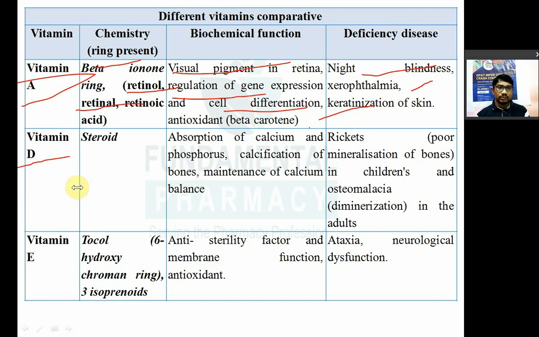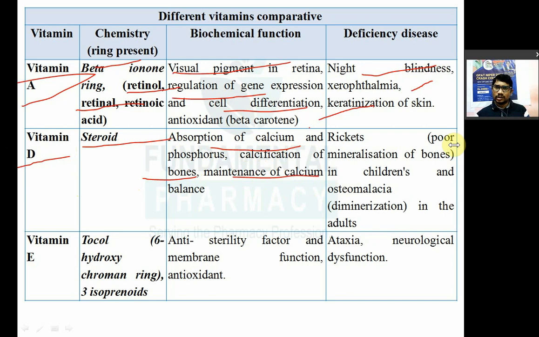Now in the vitamin D structure, क्या आता है? Steroid ring. It is a steroid ring in the structure. Now role क्या है उसका? Vitamin D is very important for absorption of calcium and phosphorus. So it causes the calcification of bones. Bone में deposit करता है calcium. कौन करता है? Vitamin D. ठीक है? Maintenance of calcium balance in the body. This is the main role. We have already seen it in detail, but again I have summarized this.